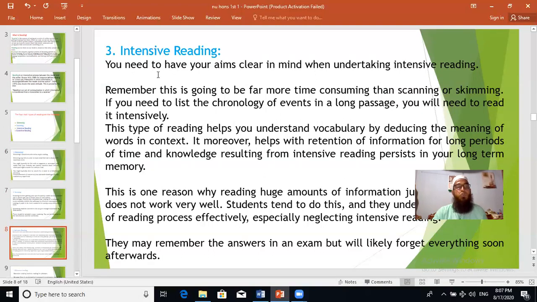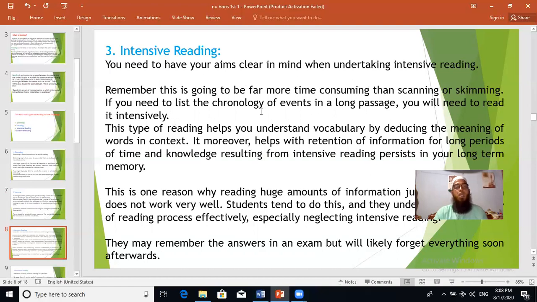You need to have your aims clear in mind, why you are reading a text, why you are reading a story. You should have the aim before undertaking intensive reading. Remember, this is going to be far more time consuming than scanning or skimming. Of course, when you are going for intensive reading, you are going for every detail. That's why you will need more time than scanning or skimming. If you need to list the chronology of events in a long passage, you will need to read intensively.